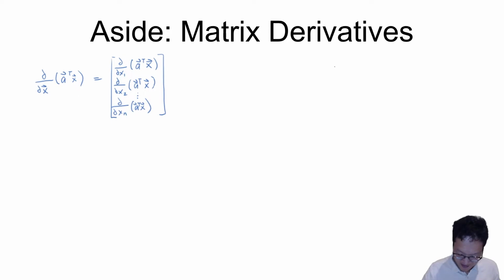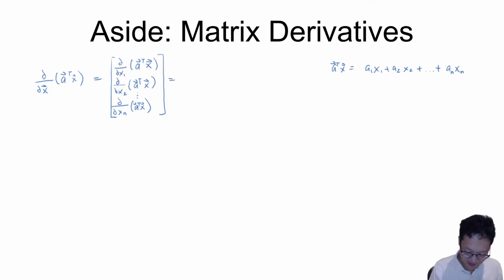Now it's pretty simple, because A transpose x is the same as a1x1 plus a2x2 plus and so on until anxn. If I take the partial derivative of this entire expression with respect to x1, only a1 will show up, because all the other terms don't depend on x1. Similarly, for the partial derivative with respect to x2, only a2 will show up, because a2x2 is the only term that involves x2. This pattern continues, and we just get a1, a2, all the way up to an, and that's exactly the vector A.